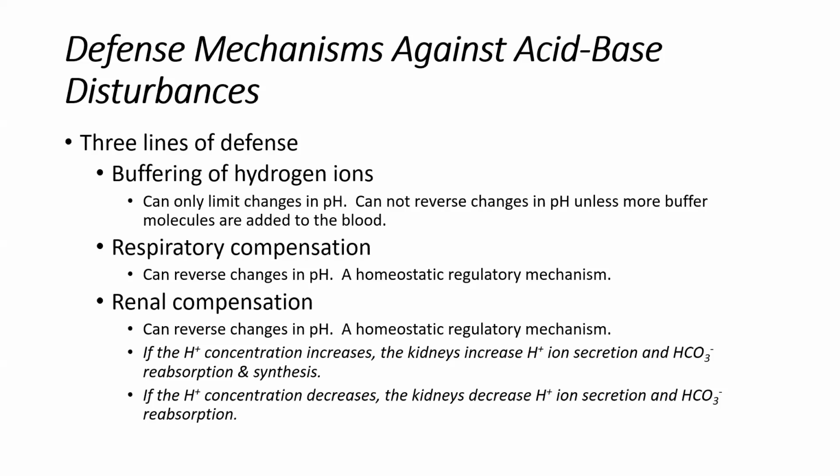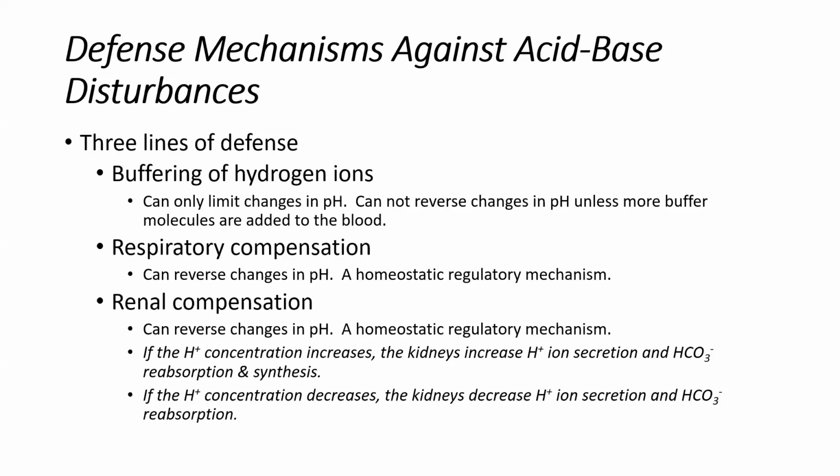The second and third mechanisms were the respiratory compensation, which was the way that the lungs could chime in and change the rate of ventilation, and that would be a compensatory mechanism to reverse changes in plasma pH. And then the kidneys had an even more hands-on role, even though it was longer, hours to days, in reversing pH changes.